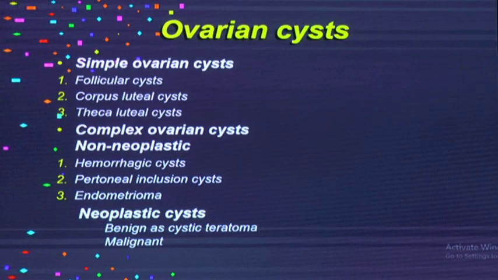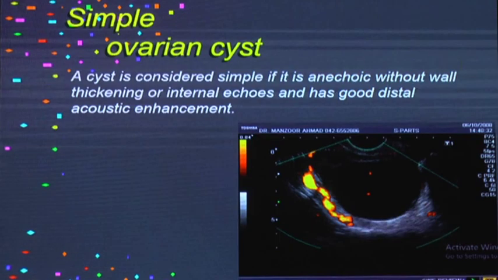The ovarian cysts are the commonest, and we divide them into simple ovarian cysts, which may be either follicular cyst, corpus luteal or theca luteal cyst, and the complex ovarian cyst, which may be hemorrhagic, which are non-neoplastic, peritoneal inclusion or endometrioma, and a few neoplastic cysts are seen as well, which may be benign, such as cystic teratoma, or it may be a malignant cystadenocarcinoma.